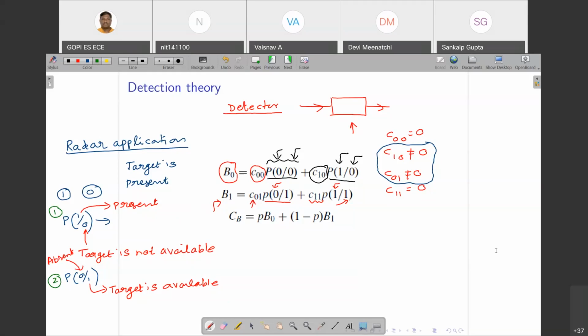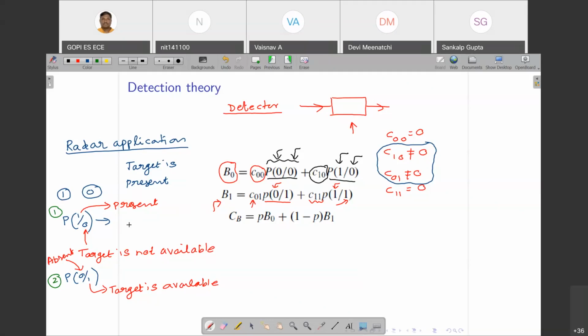Which is critical, 1 or 2? Yes, 2. Many of you are writing that it is 2, right? So it means that the target is actually available and you are saying that it is absent, right? Intuitively you understand that even though both are errors, we cannot treat both errors equally. That is the reason we are assigning two different cost functions.